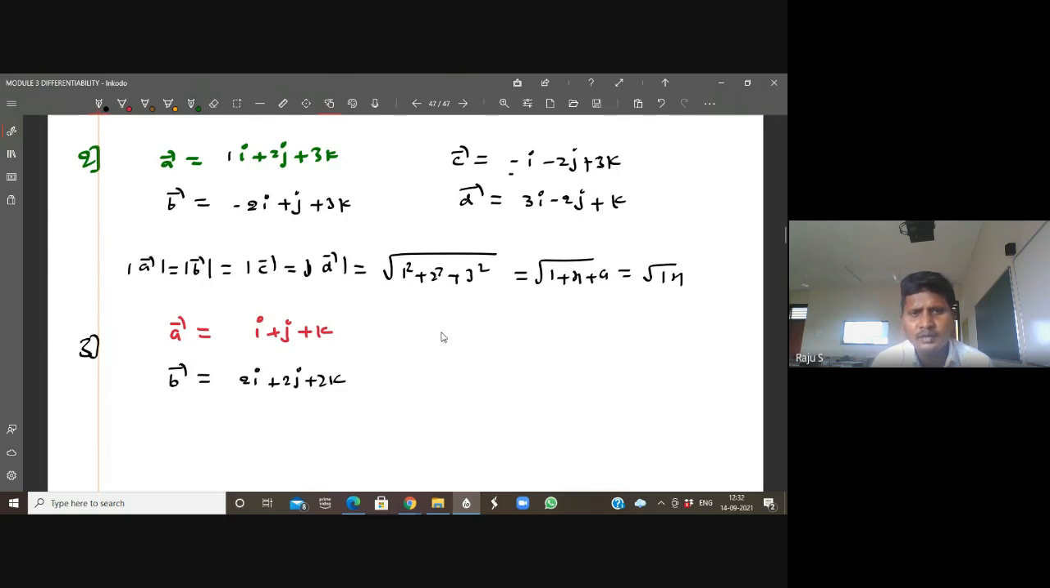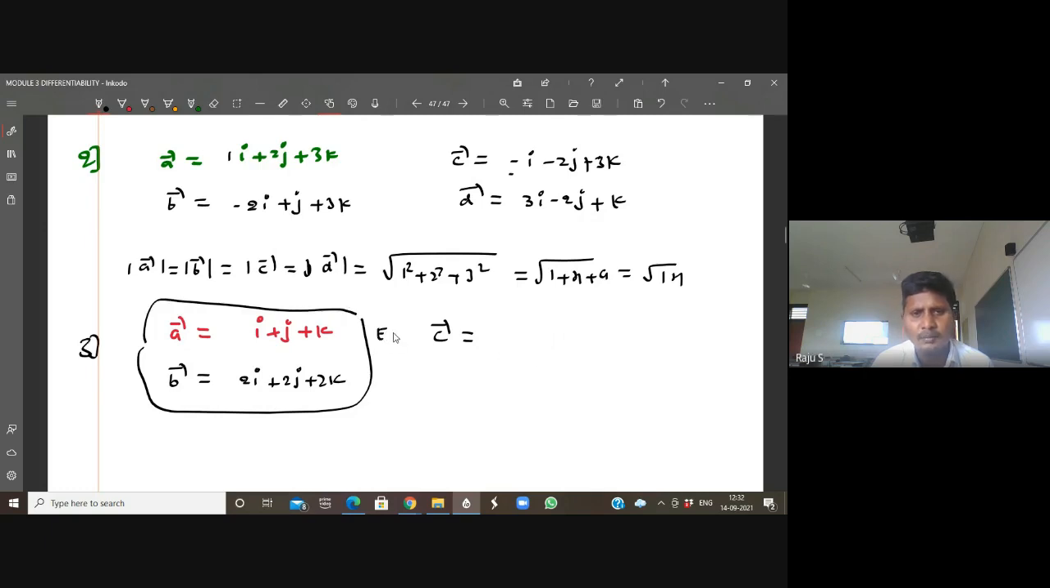Yes, and C vector I'm taking as minus 3i minus 3j minus 3k. So these are all having the same direction. Same direction means you should not take a negative value. If you take negative value, like you can take 3i, 3j, 3k. And these are the two examples for the same direction.